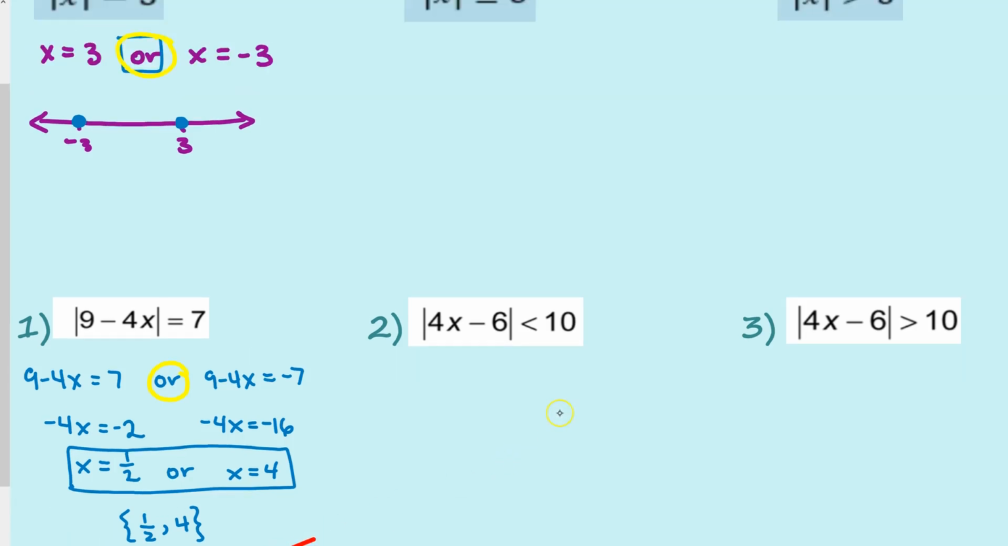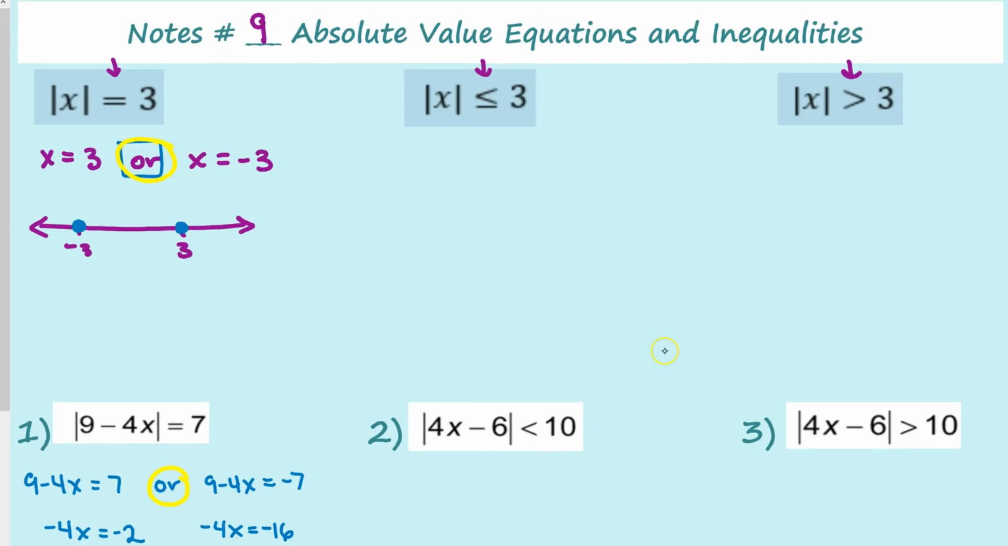Okay, so now let's go up and look at what happens if we have an absolute value inequality. So we have the absolute value of x is less than or equal to 3. So I'm going to visualize this first. That means we're looking for numbers whose distance from 0 is less than or equal to 3. So that would be 3, negative 3, and everything in between. All of those numbers are 3 or fewer units from 0.